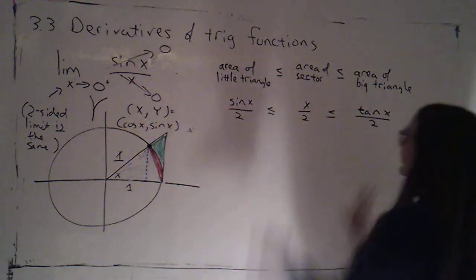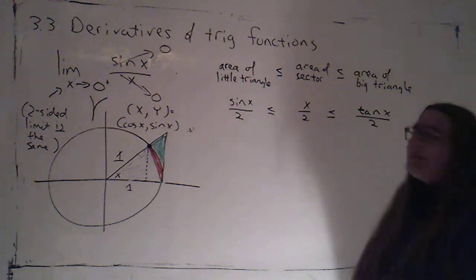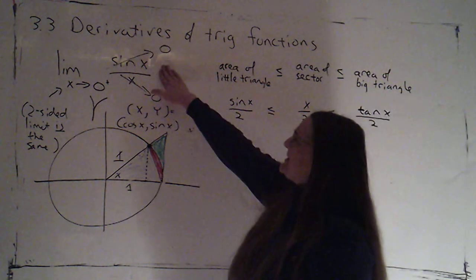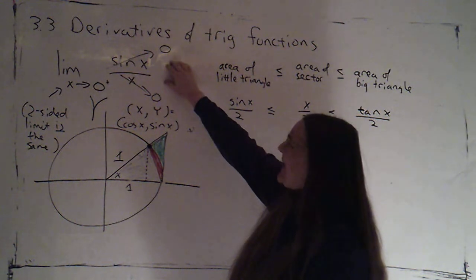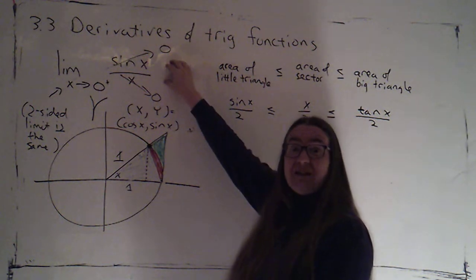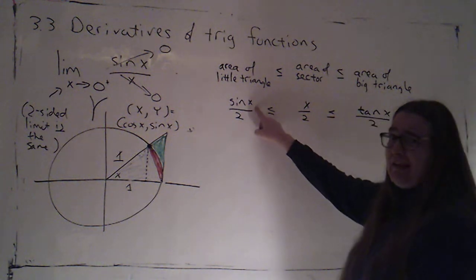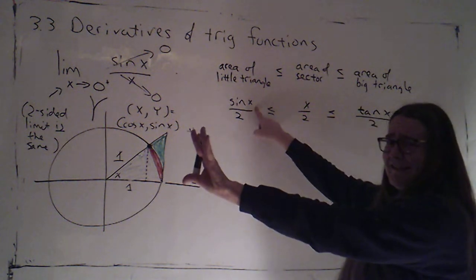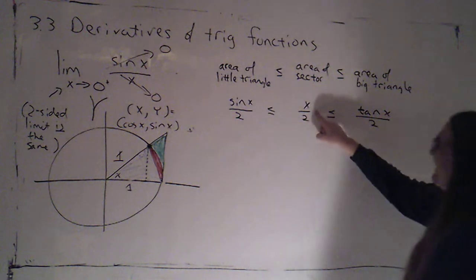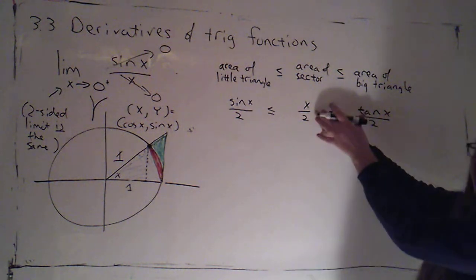All right, now it's not at all obvious why this is going to help us with getting to sine x over x, because that's what I want to have in the middle if I'm trying to use the Squeeze theorem. Now I see a sine x on top here, but that's the left side, that's not the middle. I see an x here, but it's on top.